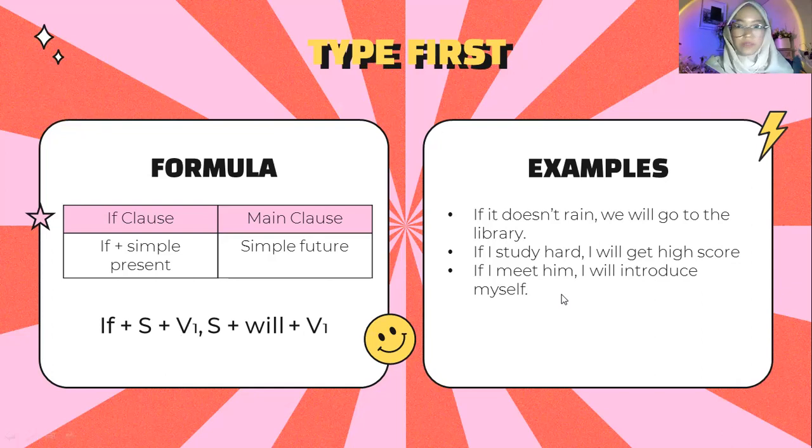Example, if it doesn't rain, we will go to the library. If I study hard, I will get a high score. If I meet him, I will introduce myself. This is the possible situation that might happen in the future.